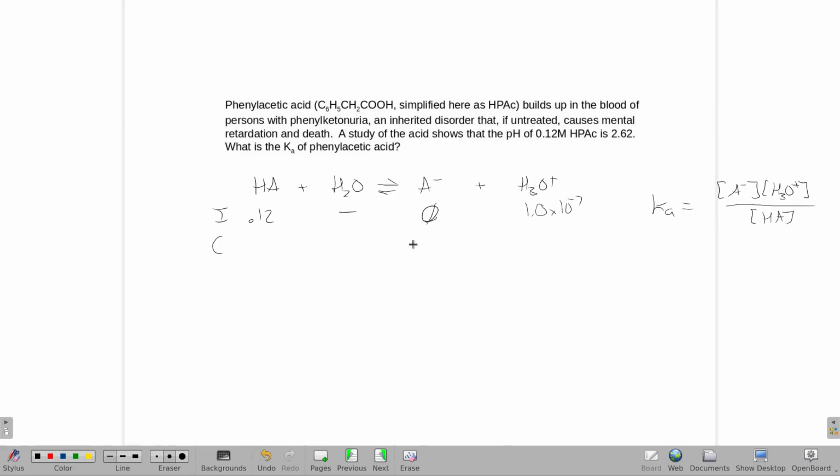But it still actually has a very predictable direction. That must go up, therefore this goes up and this goes down. So at equilibrium, this is 0.12 minus x, this is x, this is 1.0 times 10 to the negative 7th plus x. Now in this case we can figure out what x is because I gave you the pH. So we could say this, 10 to the negative 2.62 is equal to this 1 times 10 to the negative 7th plus x. Let's use that to solve for x.